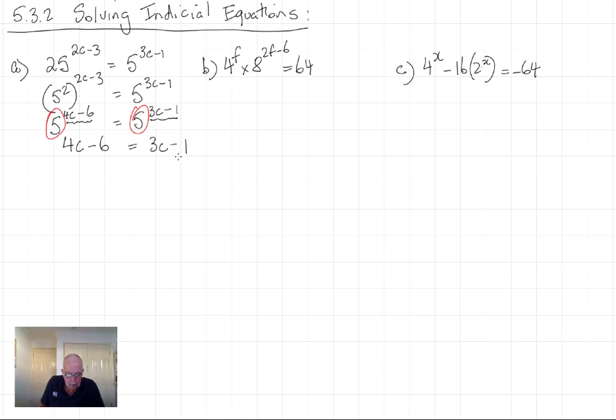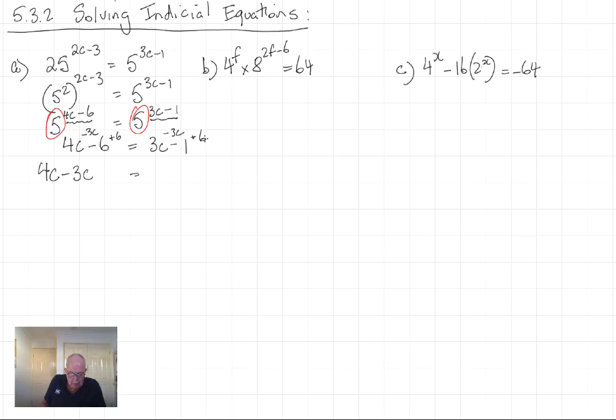And as we've done in previous work, we've got c's, or the unknowns, on both sides, and we take them to the side that's got the most positive. So this has got plus 4c, this has only got plus 3c, so we'll take the c's over here. So we take 3c from both sides, and that'll give us 4c minus 3c. And if we're getting the c's on this side, we're going to put the numbers on the right hand side. So we'll add 6, add 6.